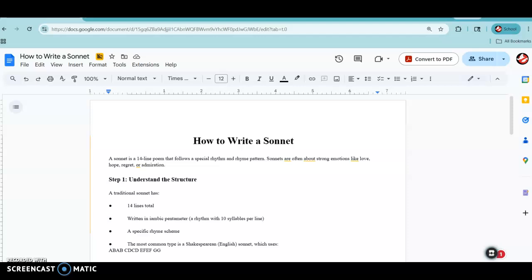This document is posted to Google Classroom. You'll see it. It says how to write a sonnet. Now, you guys know the sonnet is a 14-line poem. We've talked about that a little bit before the ice hit, that a 14-line poem is a sonnet, okay? You'll see the actual definition here. It says it follows a special rhythm and rhyme pattern.